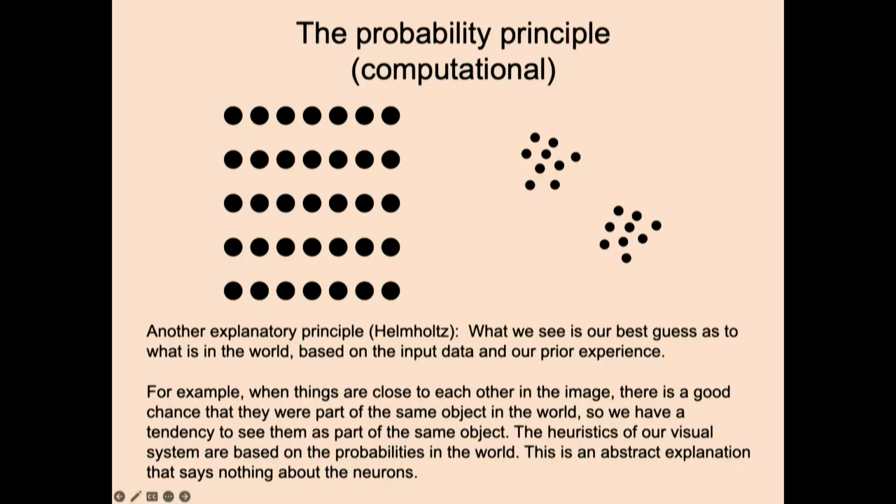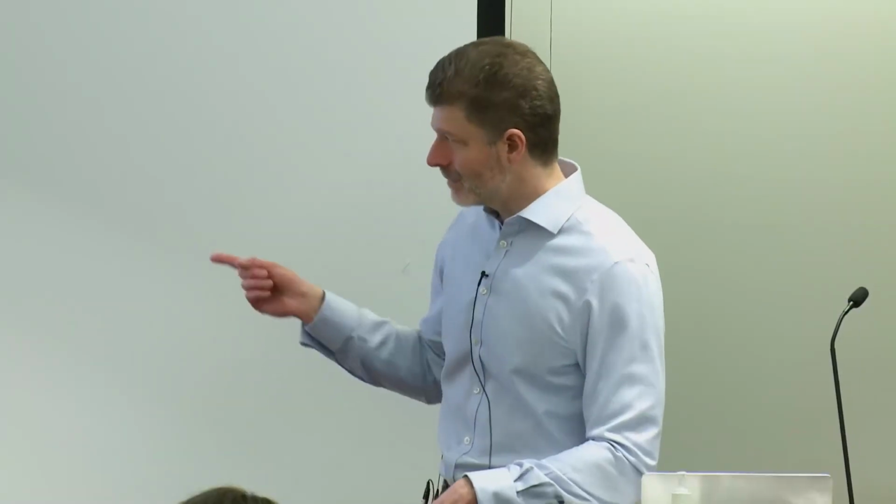So alternatively, we could talk about grouping in terms of probability. The Helmholtzian approach to thinking about this, at the computational level, would be the idea that what we see is our best guess as to what is in the world, based on the input data and based on our prior experience. So you might suppose that when things are close to each other in the image, there's a good chance that they're actually part of the same object in the world.